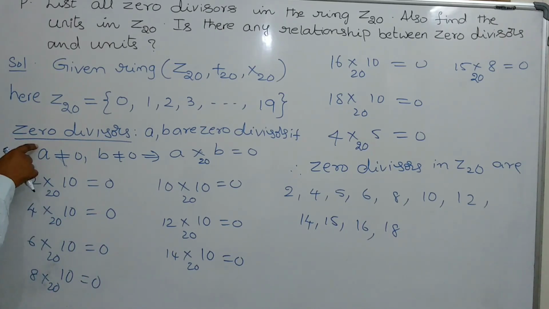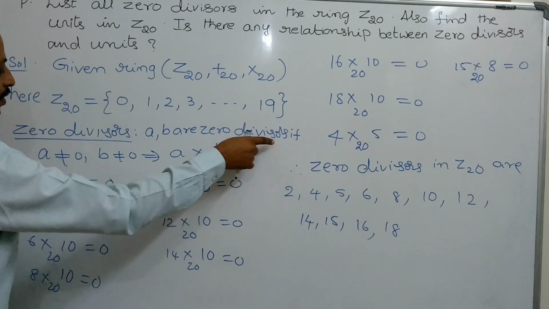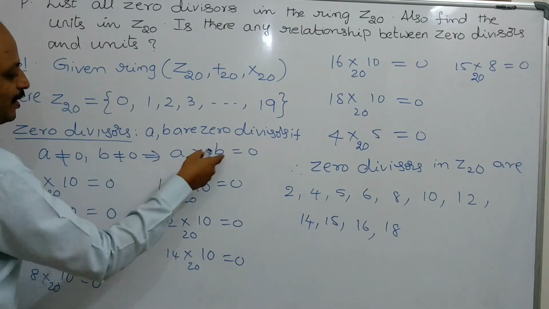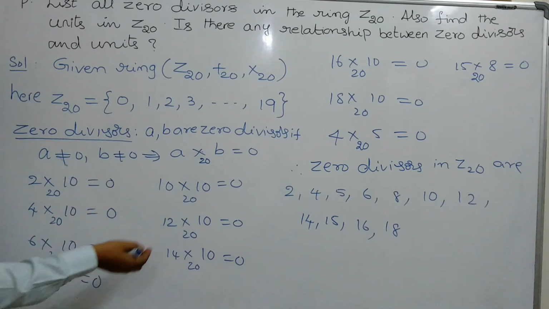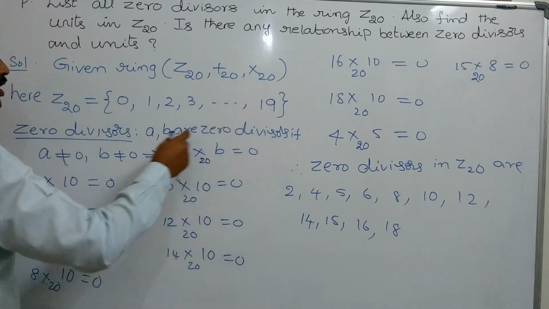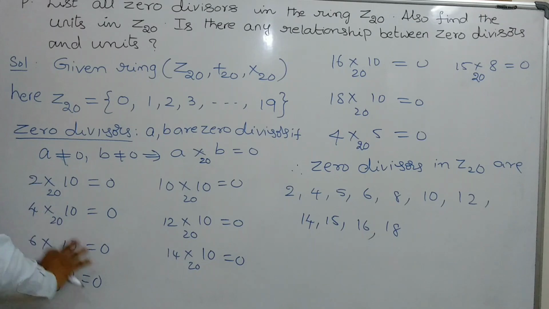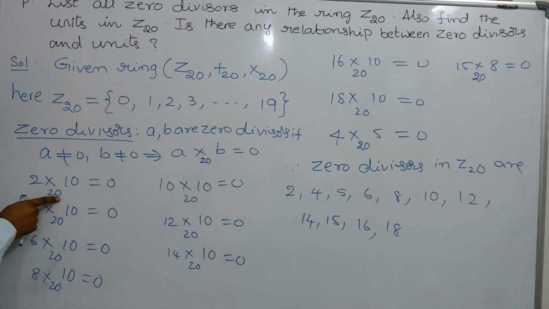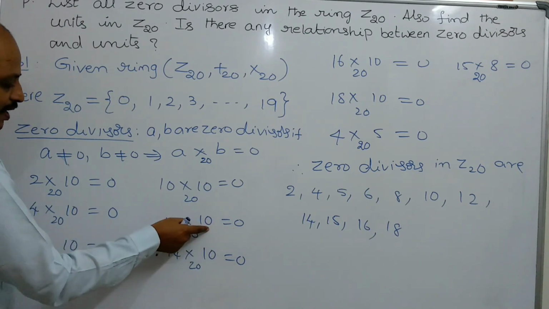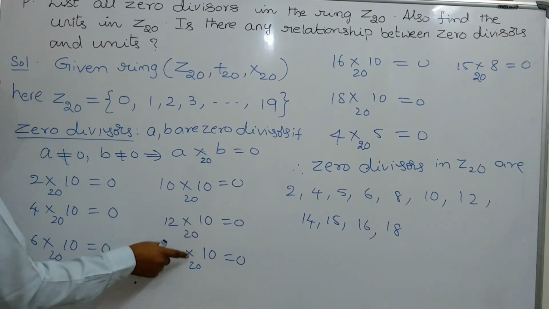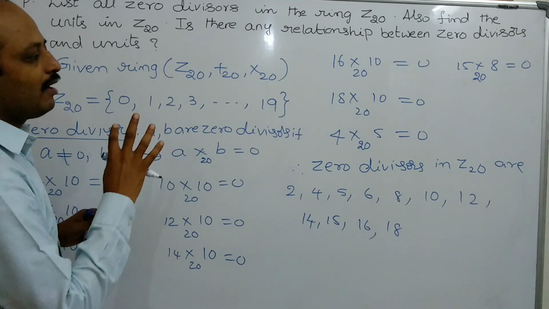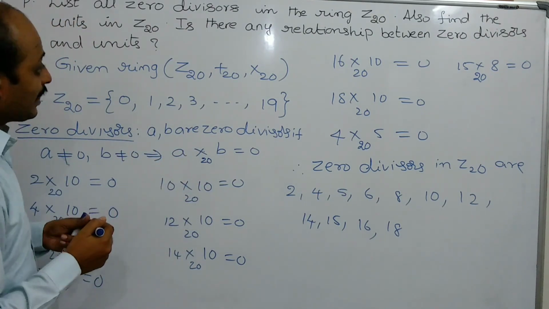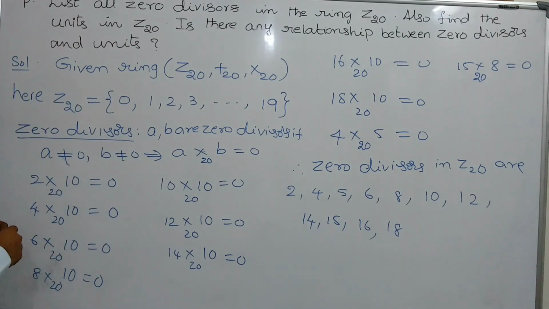We learned the definition of zero divisors. A, B are zero divisors if A not equal to 0, B not equal to 0 implies A into B is equal to 0. Here the operation is multiplication modulo 20. You verify all these products. Here 0 is the remainder when 10 into 2 is divided by 20. 0 is the remainder when 10 into 12 is divided by 20. Like that you verify all the products here.